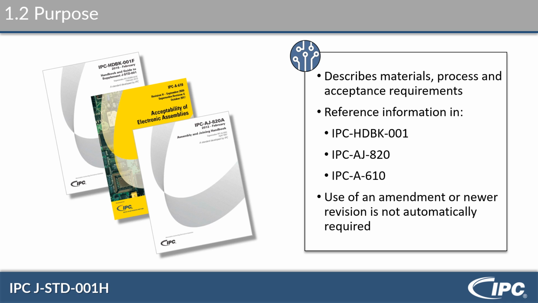This does describe materials, process, and acceptance requirements. There is reference information in other IPC documentation. Use of an amendment or newer revision is not automatically required. I believe I mentioned in class that there is actually a Rev J, but we are still teaching to Rev H. That is what we have the books for, and it's still recent enough. There was actually no Rev I, it just went from H to J.